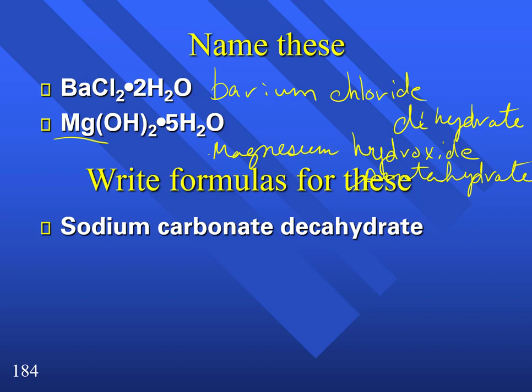Sodium carbonate decahydrate. The second word doesn't have a prefix, so it's ionic. So I have to worry about charges. Sodium is a metal. It's got a 1 plus charge. Carbonate, ATE, is a polyatomic ion, CO3 with a 2 minus charge. So it's Na2CO3. And decahydrate, deca is 10, so 10 H2O.